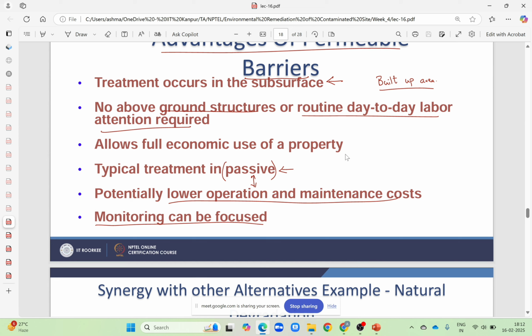So PRBs are installed in the subsurface, in the aquifers. The ground above that aquifer is free from any construction effort, and it can be useful. And here the treatment is basically passive, like we are doing on-site, in situ treatment. The operation cost is low, and the maintenance cost is also low, because these barriers can last for years for the removal of the pollutant. And here the monitoring can be focused.